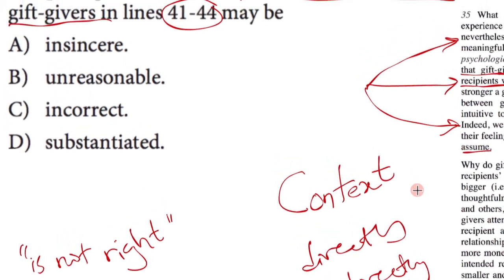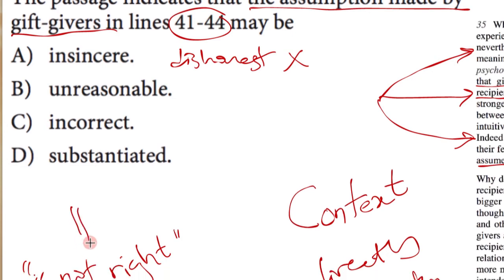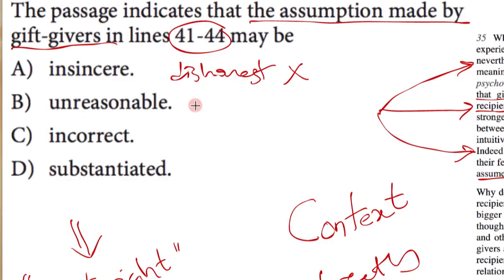Now let's go to the options. Option A says insincere. Well, what does insincere mean? Insincere is a word like dishonest. Well, based on what we just read closely, this is not right. That's not what the passage indicates about the assumption. The passage indicates, as I said before, that the assumption is not right. Unreasonable. That sounds tempting. It might sound like, well, if something is not right, it's unreasonable. But if you look closely, unreasonable actually means something like illogical. Not incorrect, but just doesn't make sense, doesn't follow logic. So it's not right once again.